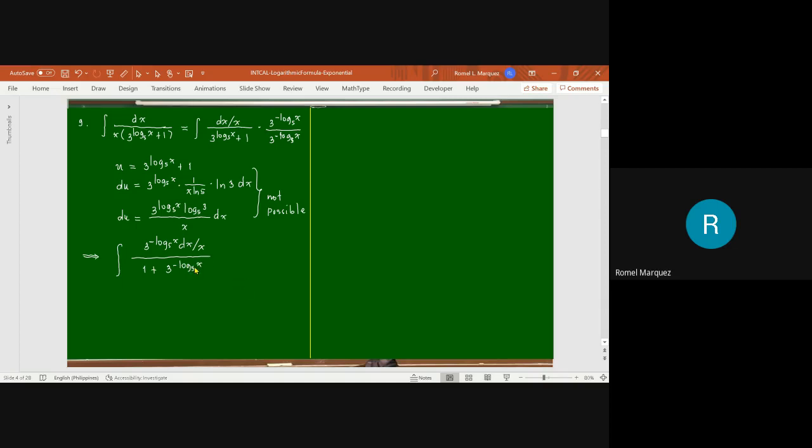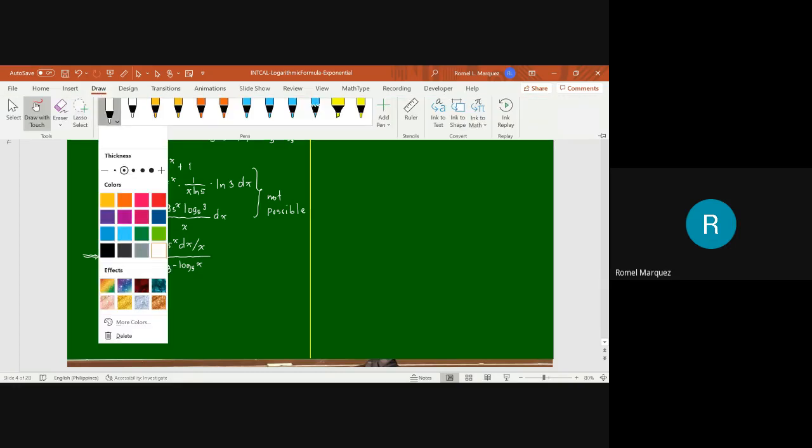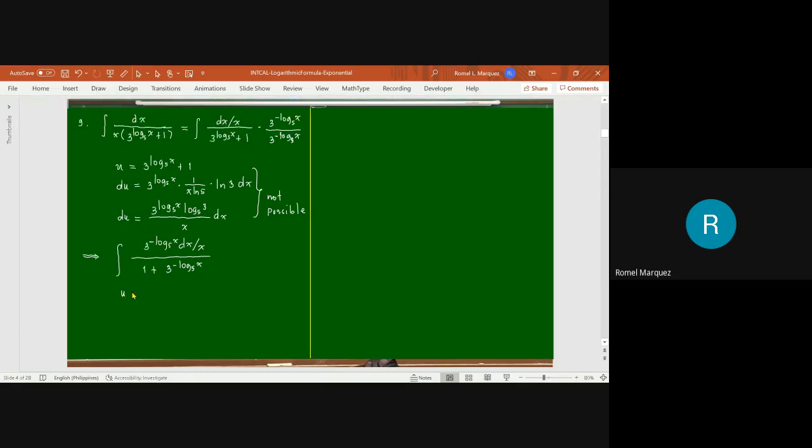Okay? So halos parehas din naman to. Yung ating u kanina. Ang only difference is that negative nga lang ngayon ng exponent ng 3. Okay? Pero similar. So for sure it will now work kasi ito lang naman ang kailangan natin. Wala kaninang 3 to the something, no? So ngayon meron na sa numerator. Okay? So let's now work again. So ano ang ating u this time, guys? For the second time. 1 plus 3 raised to negative log of x to the base 5.